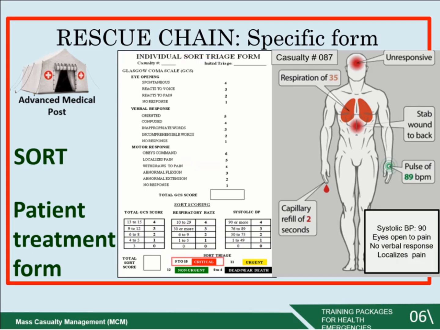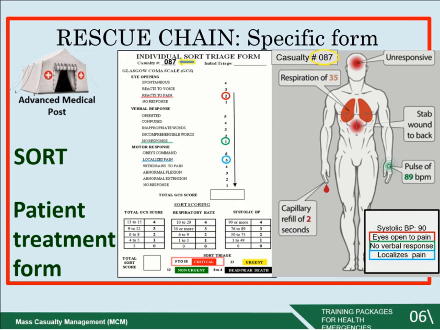So if you guys answered red, then you'd be correct. Now let's process. Again, the casualty number goes on this side of the individual SORT form. Now as far as the GCS is concerned, eyes open to pain has a numerical value of 2. No verbal response has a numerical value of 1, and localizes pain has a numerical value of 5.